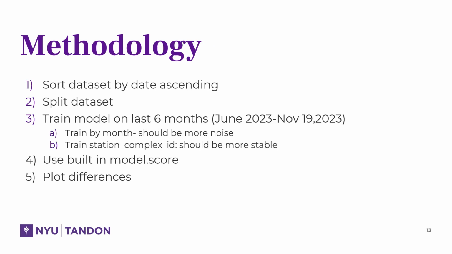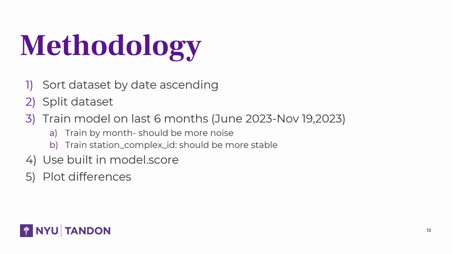My methodology was to first sort the data set by date sending, as this was time series data, and research showed that I should do that, as well as split it up using TimeSeriesSplit, which is one of the scikit-learn modules, rather than just using the standard train test split. I would then train the model on the last 6 months worth of data, from June 2023 to November 19th of 2023, and to train the model, I did two methods.